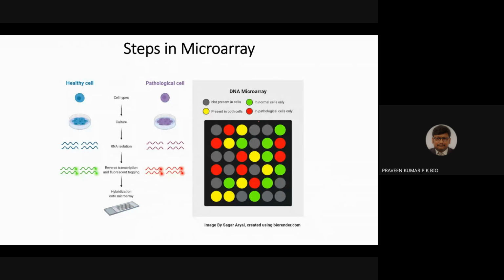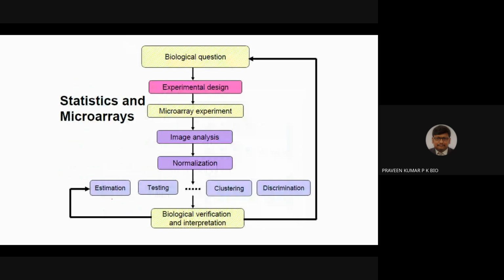I told you, in normal cells it is green, equal expressions are yellow, and in pathological cells you get red color. Whatever I explained, you can find this information. If you see the steps of microarrays, these are the steps we can find. Bioinformatics analysis applies in image analysis and acquisition, normalization of the data, clustering of data, discrimination, testing, and estimation. In all these applications you find bioinformatics applications. Of course, this information is stored in the form of data sets in various databases.